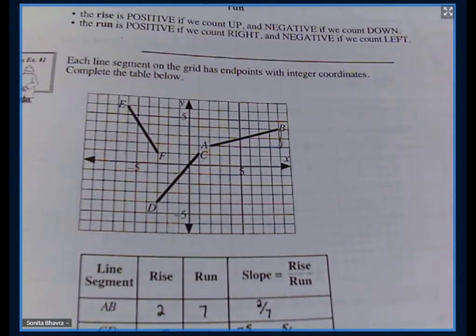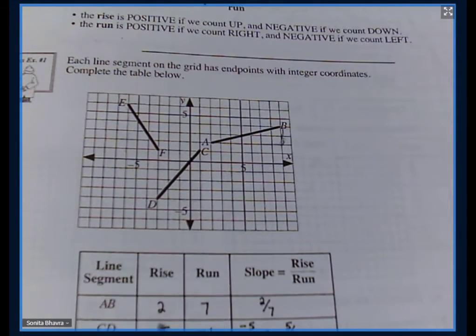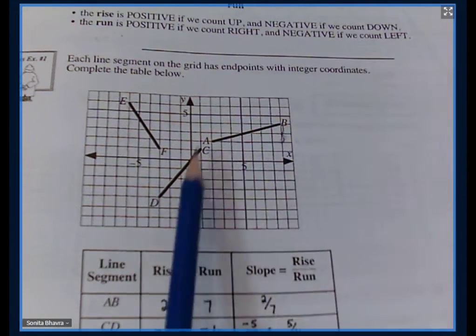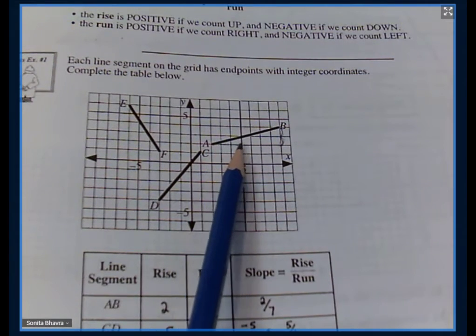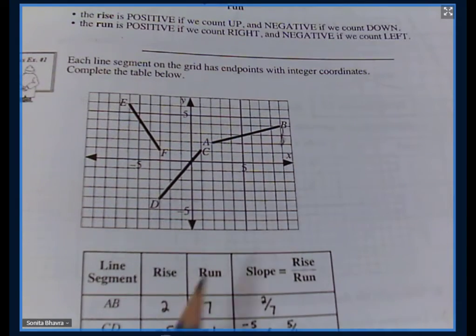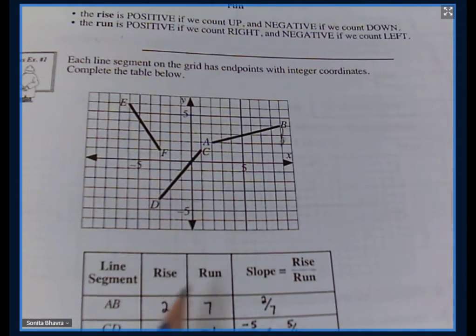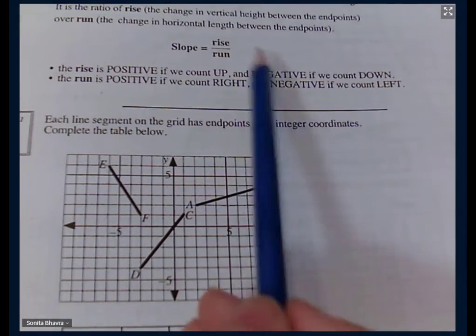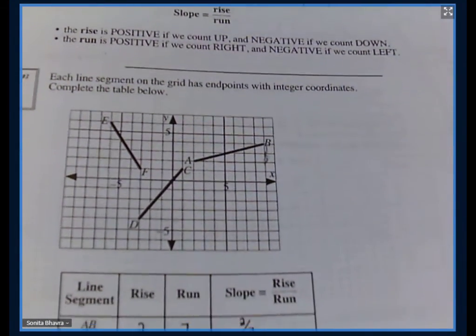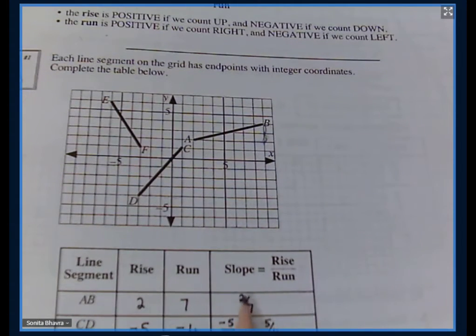So for AB, our rise is 2. Next, let's count our run. Our run is our horizontal length. From A to B, we have 1, 2, 3, 4, 5, 6, 7 to get to B. Again, it's rise over run, so rise divided by run. Our rise was 2 and our run is 7. So our slope is 2 over 7 as a fraction.